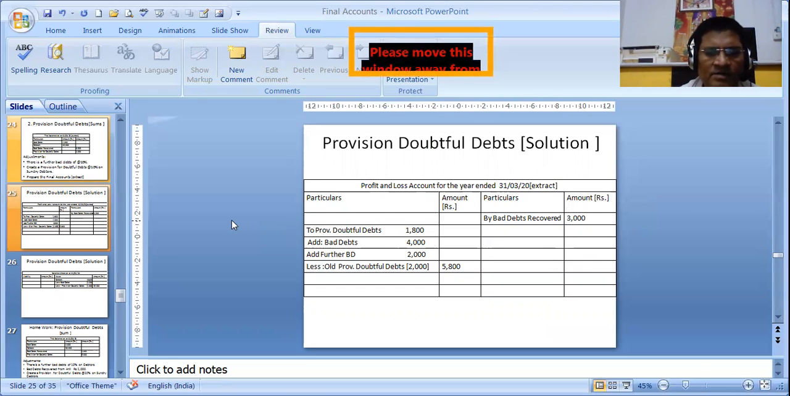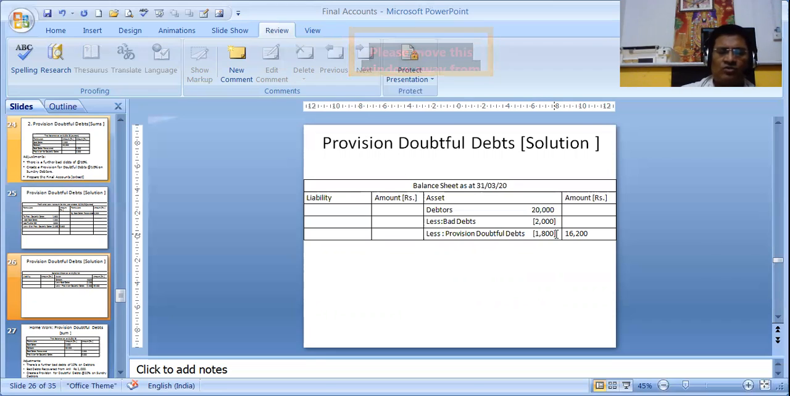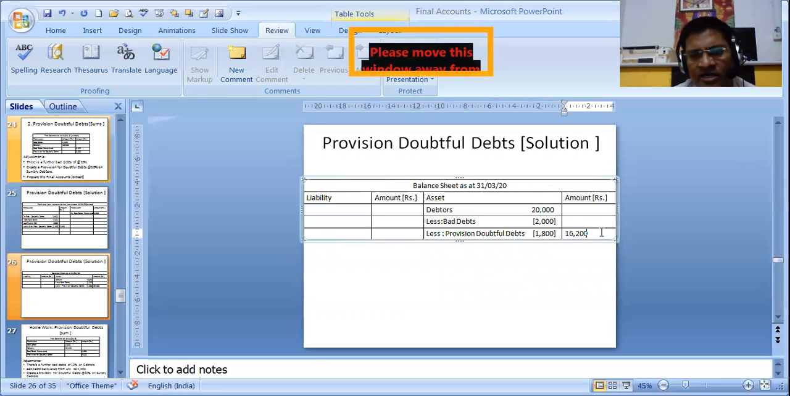Any of the ways you can show the sum, but this is the best and most applicable way. In the balance sheet, it will always be shown like this: debtors, less bad debts 2,000, and then less provision for doubtful debts 1,800. Why 1,800? 10%. You see that 20,000 minus 2,000 is 18,000. After subtracting this further bad debts, the figure of debtors is 18,000. On that, 10% is 1,800. So 16,200 is the good debtors which is left.